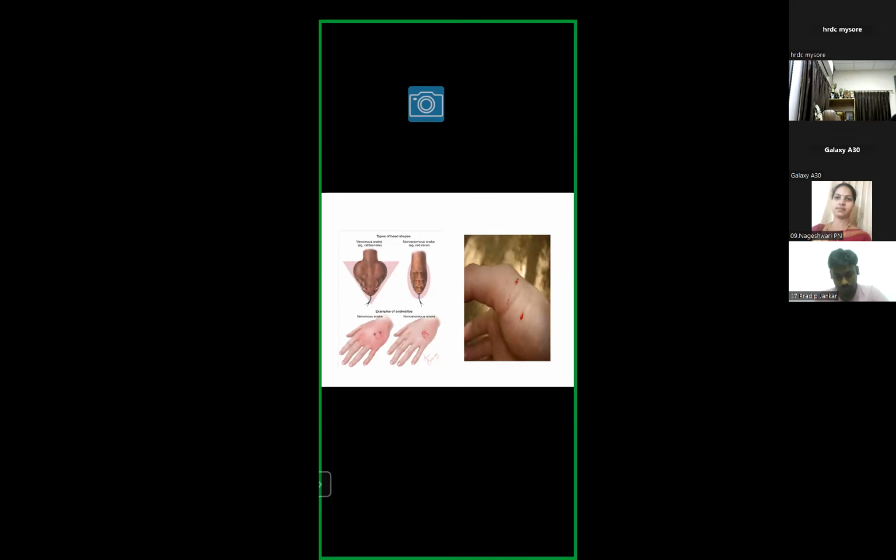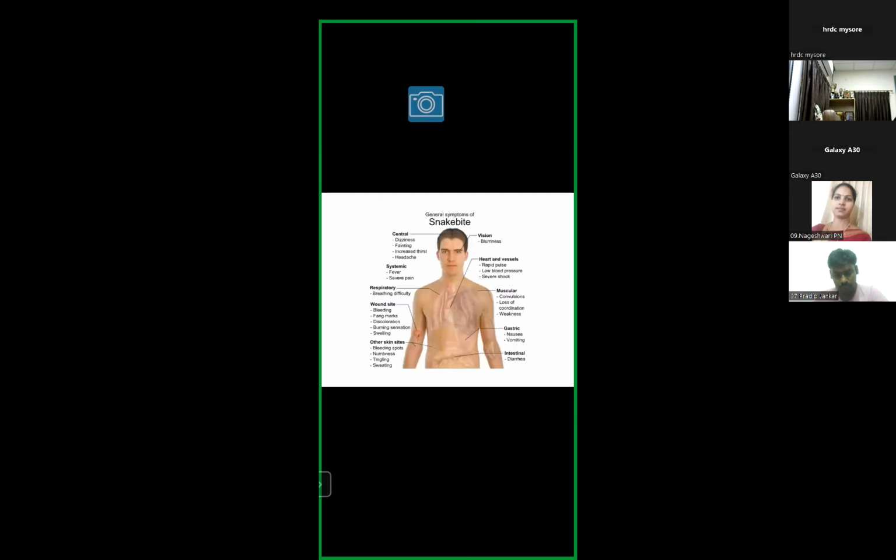Non-poisonous snake will be having multiple wounds. There will not be any color change, no swelling, but the bleeding will be very profuse. So bleeding will be there continuously. In such a situation, how to manage? So you generally have got 1 hour to 3 hours of time to respond immediately.